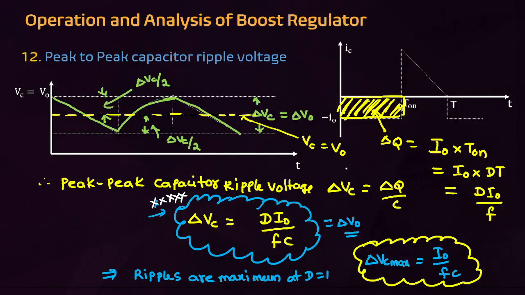The maximum ripples occur at duty cycle D equal to 1, because in a boost regulator ripples are maximum at D equal to 1, friends. What is the maximum value of capacitor ripple voltage? The maximum value of capacitor ripple voltage is equal to I naught by F C.